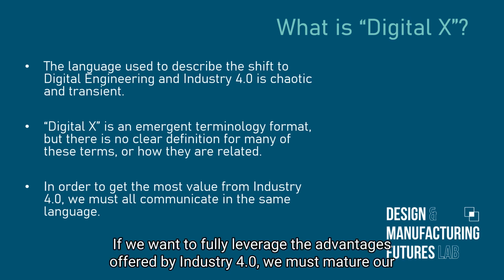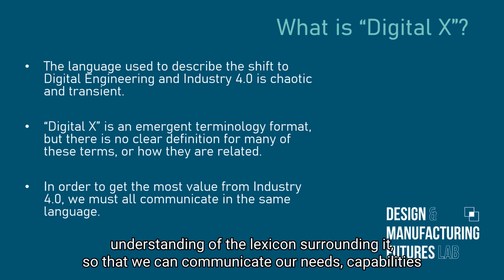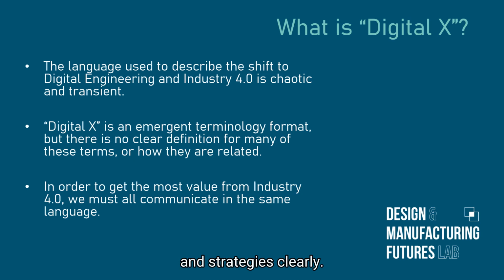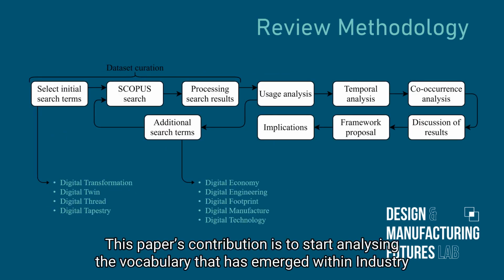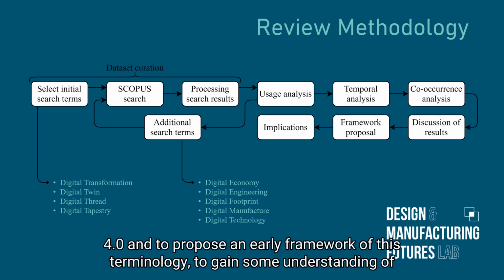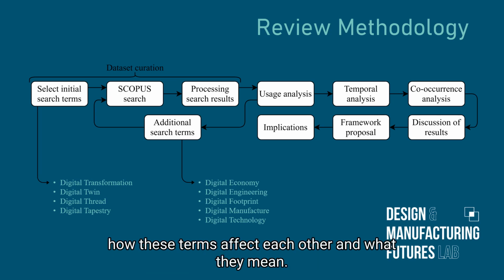If we want to fully leverage the advantages offered by Industry 4.0, we must mature our understanding of the lexicon surrounding it, so that we can communicate our needs, capabilities, and strategies clearly. This paper's contribution is to start analysing the vocabulary that has emerged within Industry 4.0 and to propose an early framework of this terminology to gain some understanding of how these terms affect each other and what they mean.